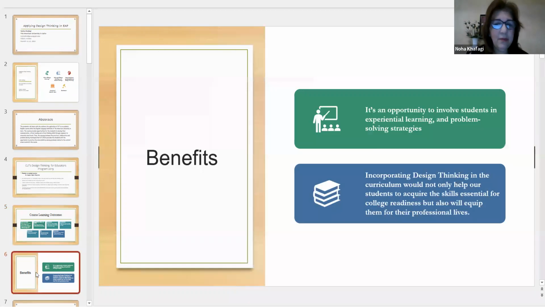Now, what are the benefits of design thinking? It's an opportunity to involve students in experiential learning and problem-solving strategies. And this is part of the critical reading skill.